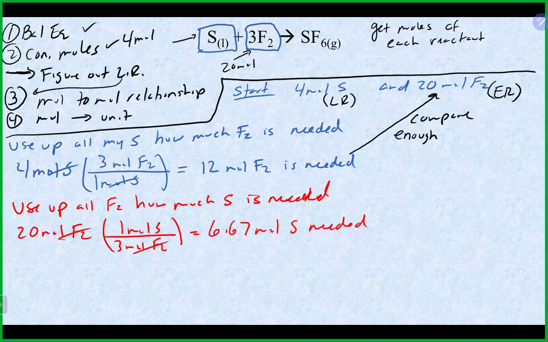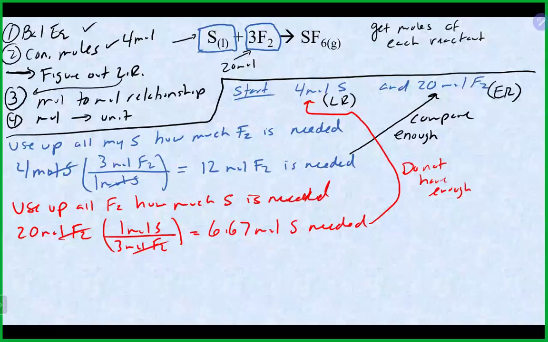If I did this calculation, I would then compare it to how much sulfur I'm starting with, and I'm starting with 4, and I need 6.6. I do not have enough in this case, right? So I do not have enough, which would tell us exactly what we figured out from the previous calculation, that that guy's the limiting and that guy's the excess. You do not have to do both of the calculations. You could choose either one, and they both will tell you the same thing. They both will tell you which one's the limiting reagent and which one's the excess reagent. Any questions on that there?